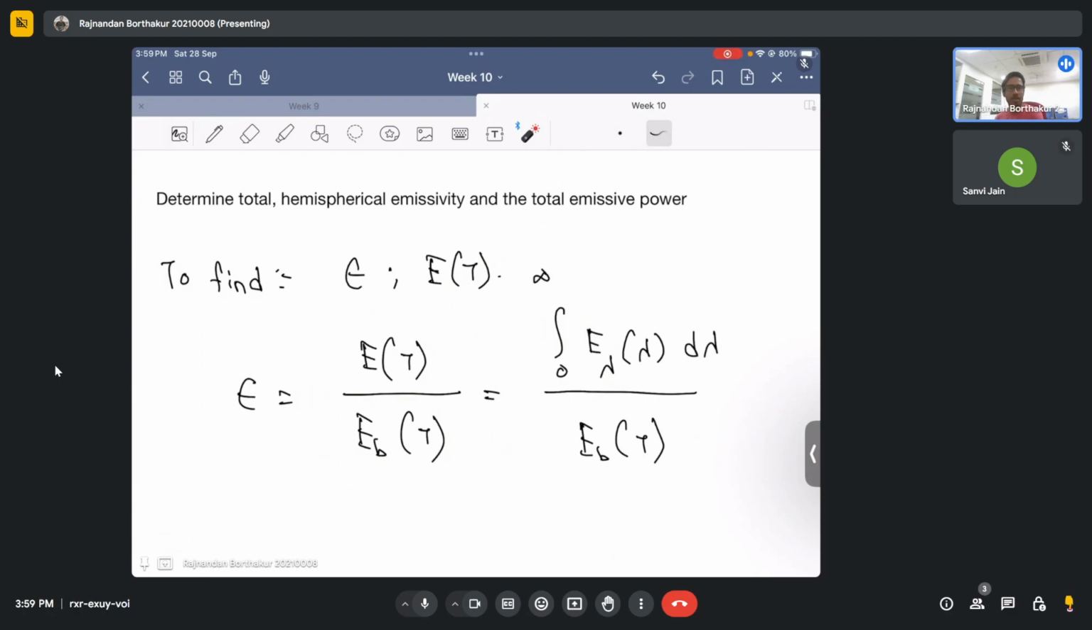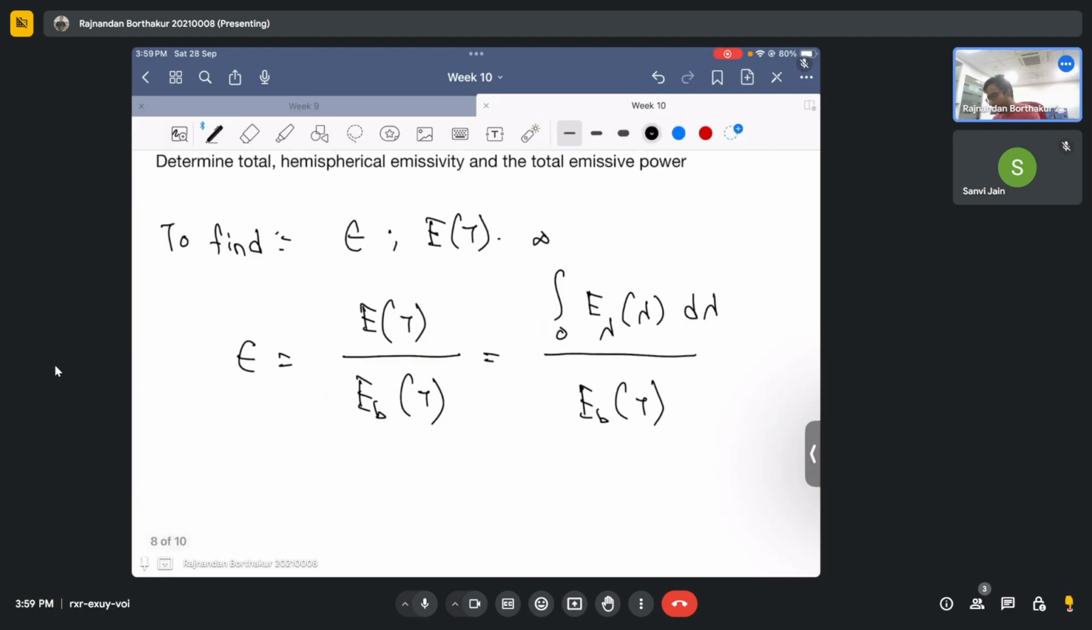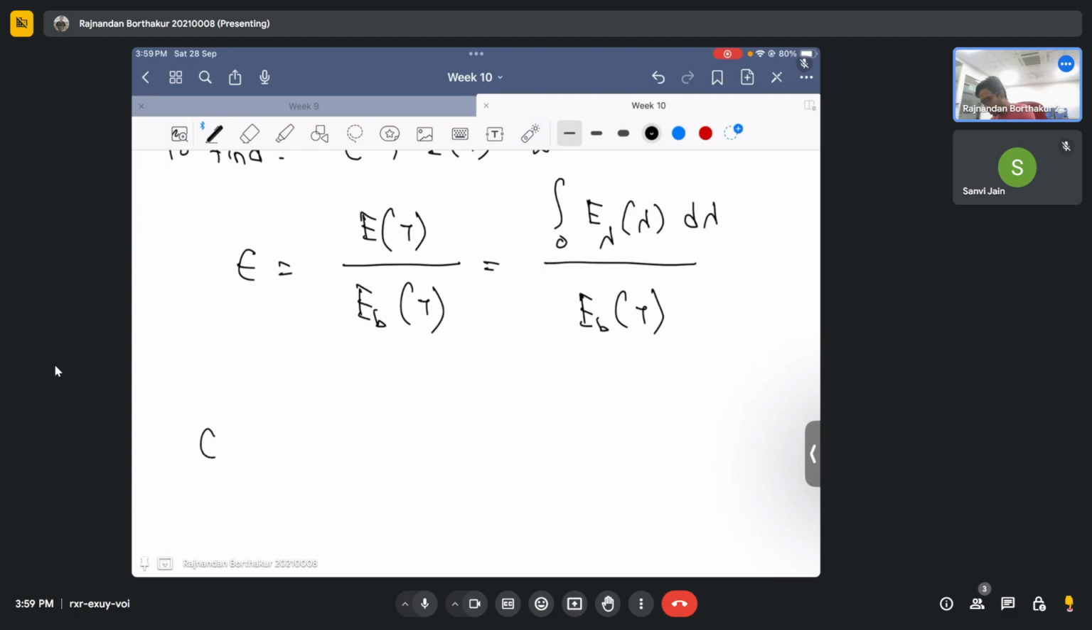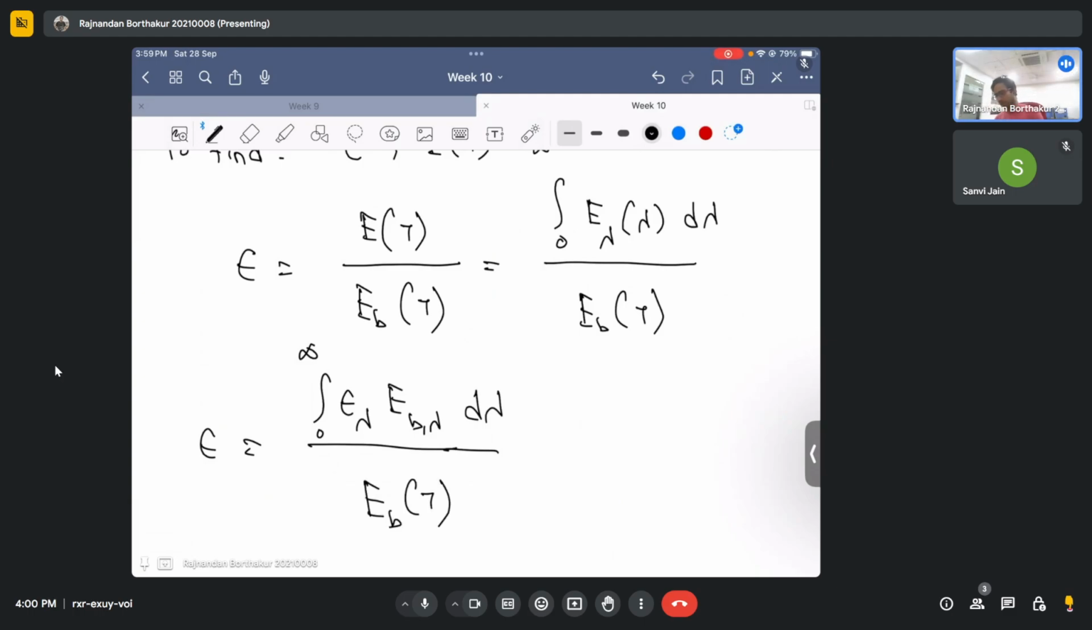Okay, I mean, are you clear with whatever we are doing so far? Okay, and then what I will do is this can now be written as something like this. It can now be written as integral 0 to infinity of the spectral emissivity times E_B lambda d lambda, divided by E_B, which is of course just a function of temperature.